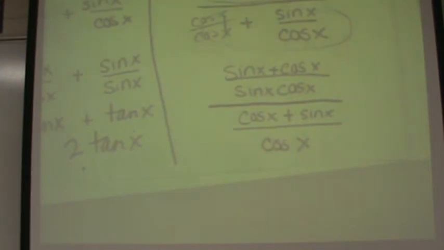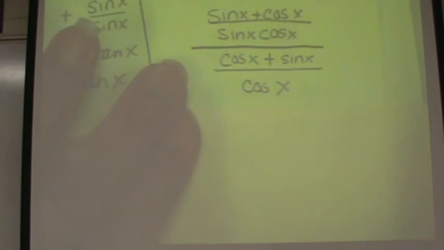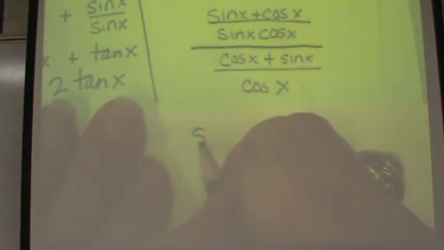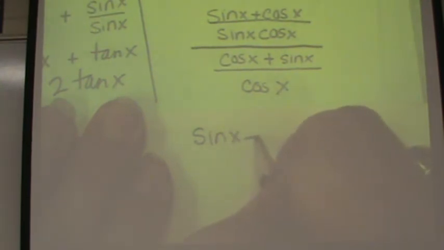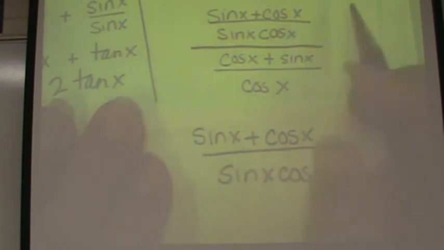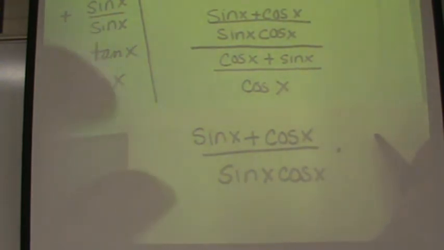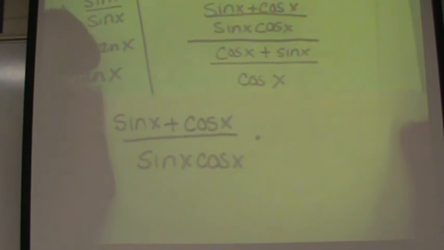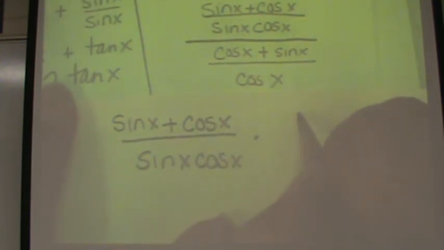Okay, tell me what to do next. Cancel stuff. Cancel what out? Cosine x. Well, first let's flip and multiply. So you have sine x plus cosine x over sine x times cosine x. You're going to flip this, right?